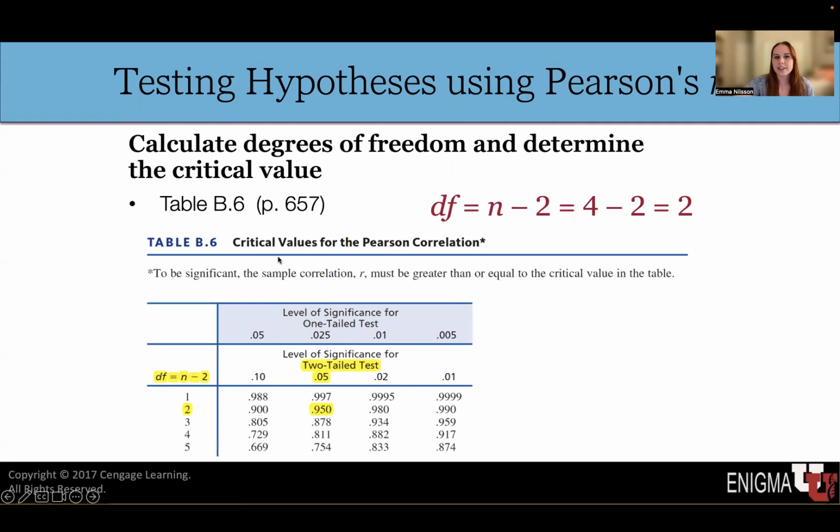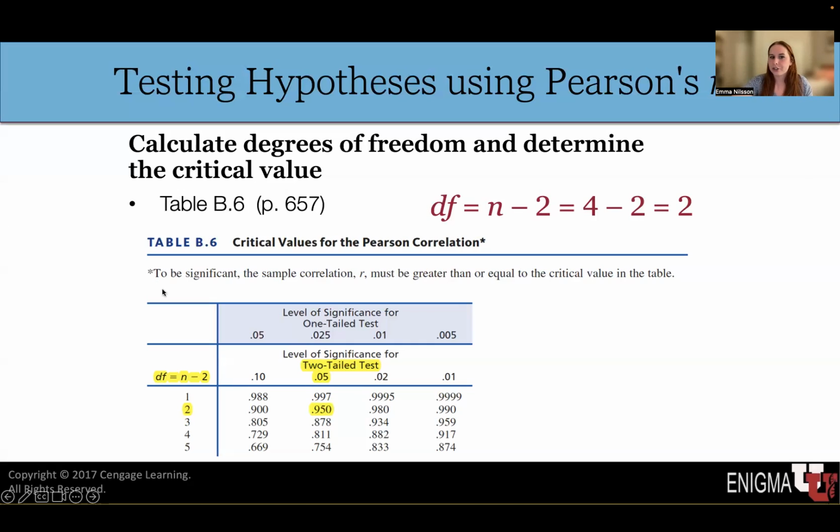Here is what the critical values table looks like for Pearson's correlation. Pause here for a second. Two variables can have a correlation, but they can also not be significant. Correlation and significance are not the same thing. You can have two variables that have a correlation and are significant, or two variables that have a correlation and are not significant, or two variables that don't have any correlation and are not significant.